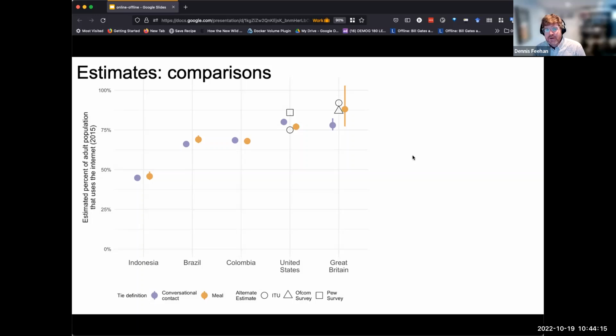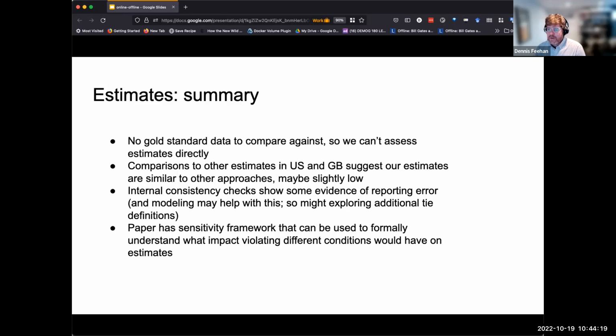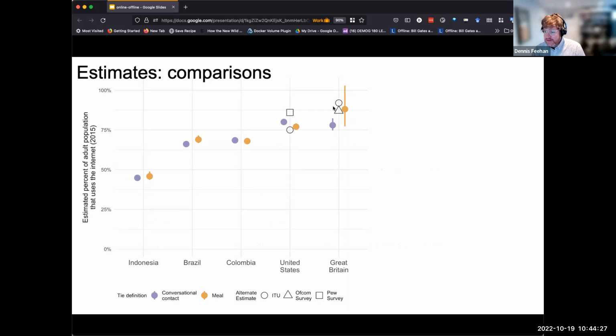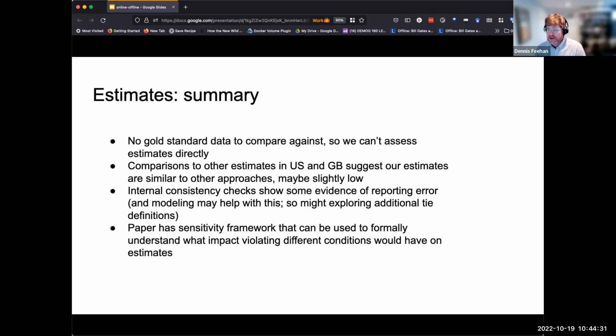So in sum, we can't super rigorously evaluate these estimates, but when we compare to other places, they look pretty similar. Maybe, in the case of Great Britain, our estimates might be a little bit lower, especially for the conversational contact definition. We definitely saw that the internal consistency checks revealed evidence of reporting error.